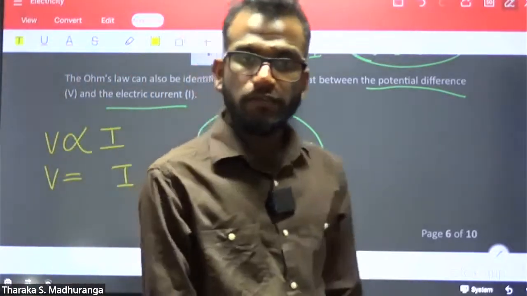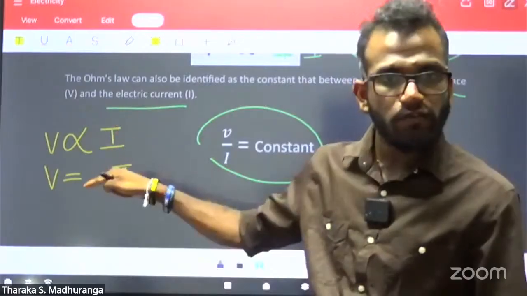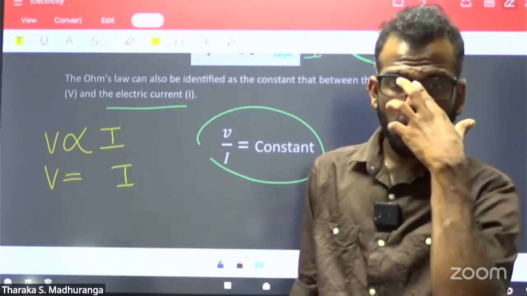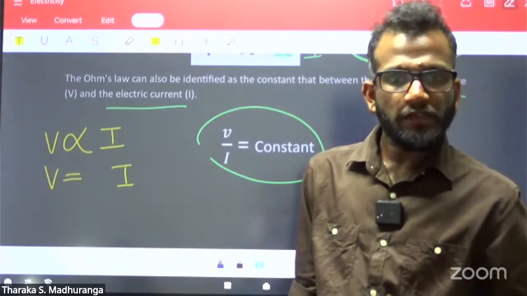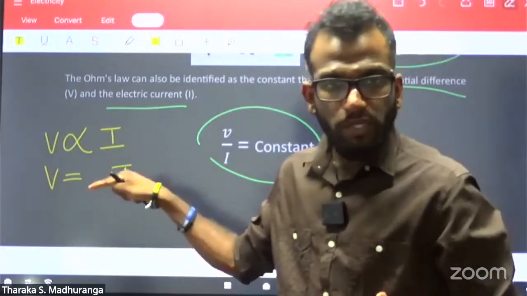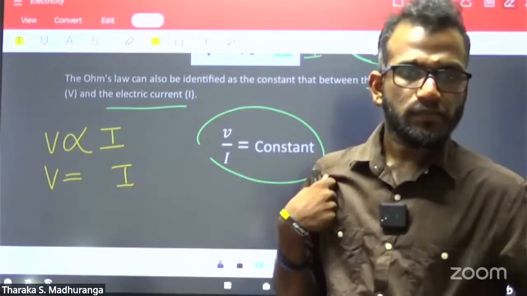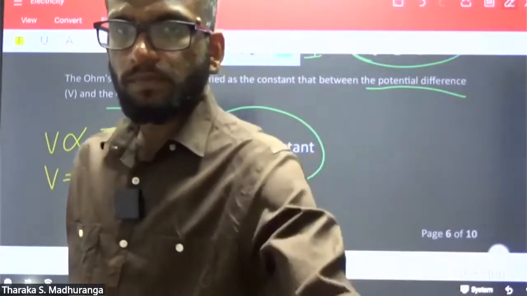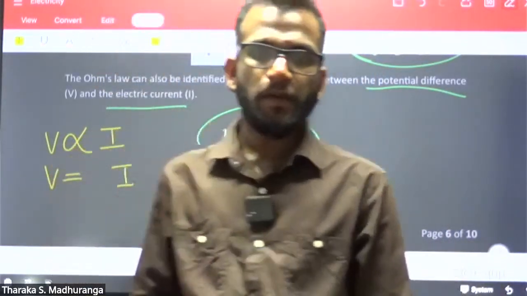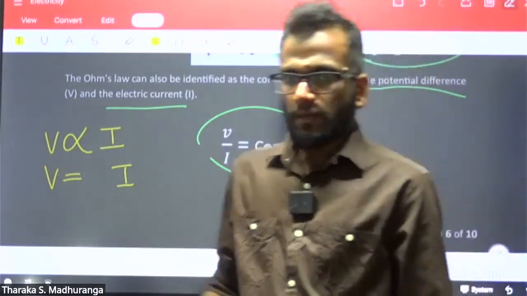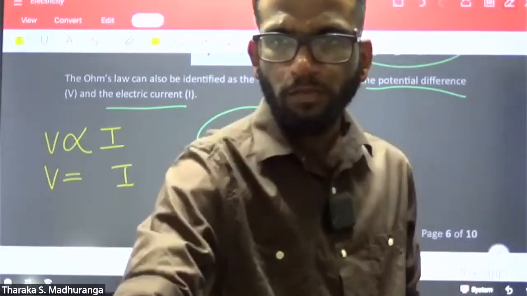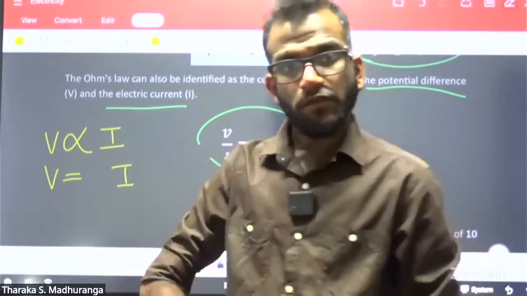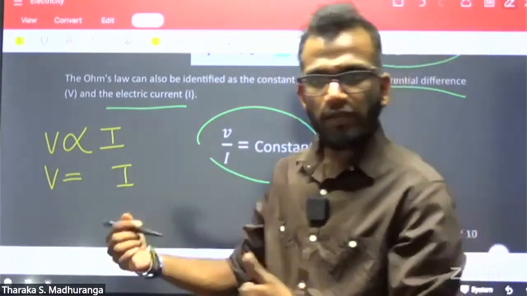In physics, if I convert a proportional mark into an equal sign, what do we need to add? Everywhere in physics, when a proportional mark is converted into equal, what do we need to add? Guys, please send answers, then it is easy for me to continue. Very good. We need to add a constant.